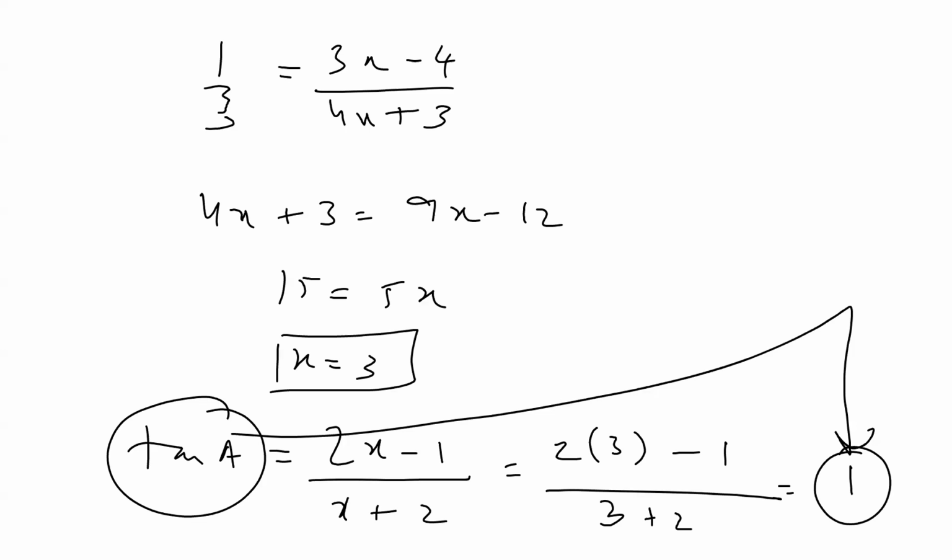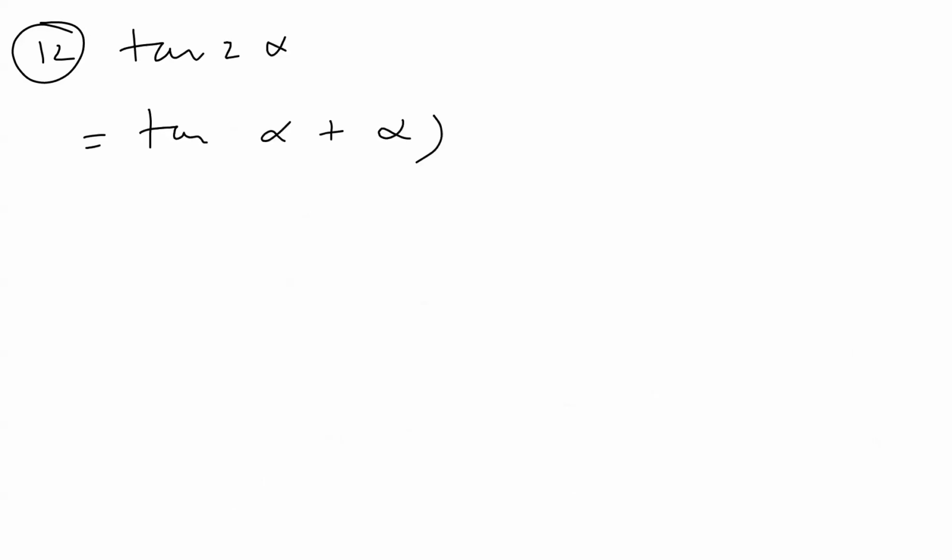A is equal to 45 degrees. Question number 12. Sin alpha plus beta and sin alpha minus beta are given. So tan 2 alpha is equal to tan alpha plus alpha, add beta, subtract beta.